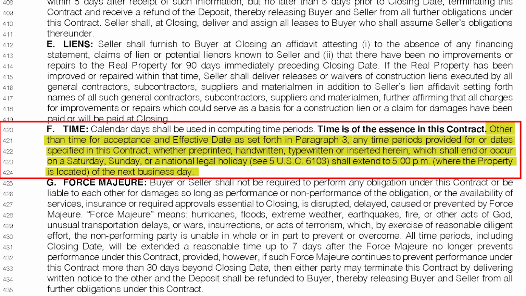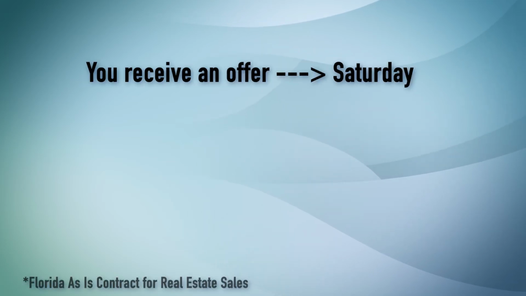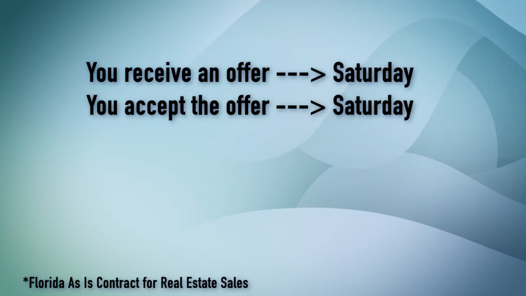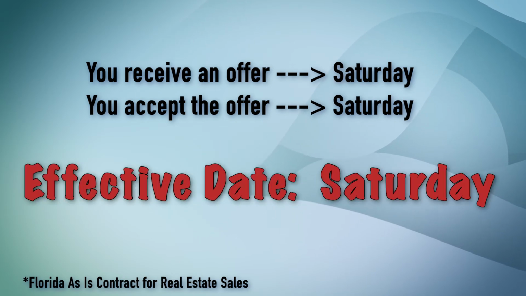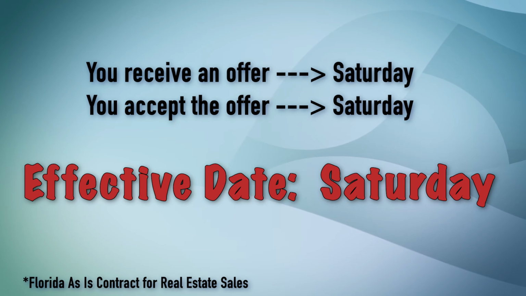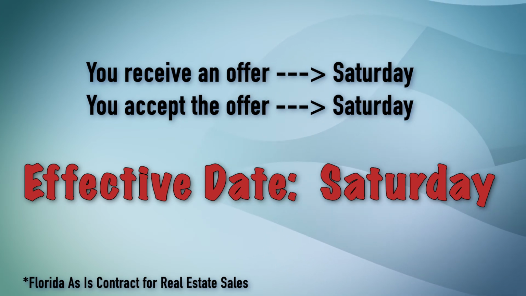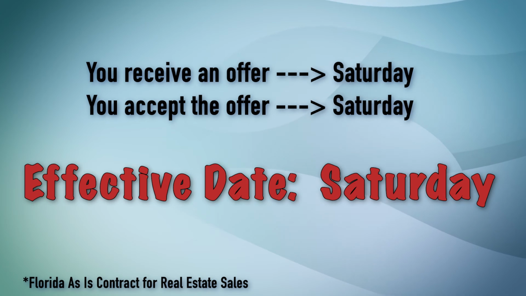Again, it says other than time for acceptance and effective date. So this section is saying if a deadline ends on Saturday, Sunday, or national legal holiday, then it goes to 5 p.m. on the next business day, unless it is the time for acceptance or the effective date. So if we think about this from an offer standpoint, let's say you get an offer on a Saturday and you accept it on a Saturday. The effective date is Saturday. It doesn't have to go to the following business day at 5 p.m., okay? Because that section said except for time for acceptance and the effective date.